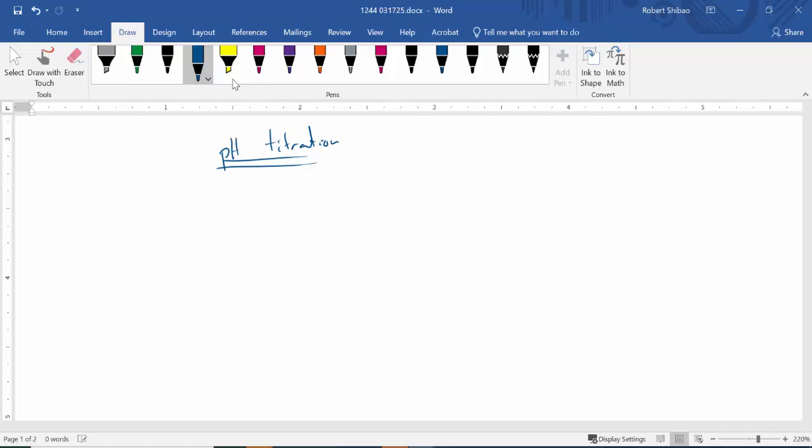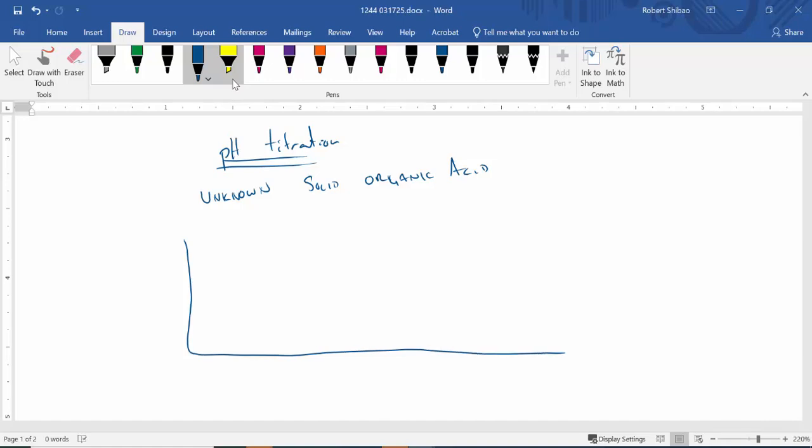Okay, so the pH titration, you're going to run an unknown solid organic acid. Most of the acids that you've dealt with are gases, like hydrogen chloride gas, which makes hydrochloric acid, or liquids, like acetic acid, which is a liquid, but these are solids. These are large carboxylic acids, and so they're solid at room temperature. We're not going to do a normal titration. In a normal titration, we're only interested in one point, the end point. But we're going to monitor pH with milliliters of sodium hydroxide titrant.